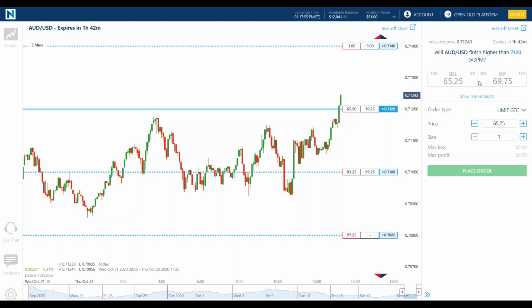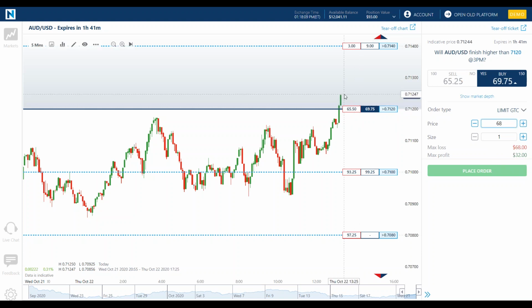If I think it's going to be true, I can buy it. If I were to buy it, let's just put in 68. Let's say I were to buy it at 68. I would be risking $68 because what could happen? This could be false. It settles below. And remember, it's binary. It's either 0 or 100. If I bought it at 68 and it is a false statement, it settles below 71.20, this contract will settle at 0. I will lose the $68 I invested. But it's a higher probability. The market's giving it a higher probability that that's going to be true.